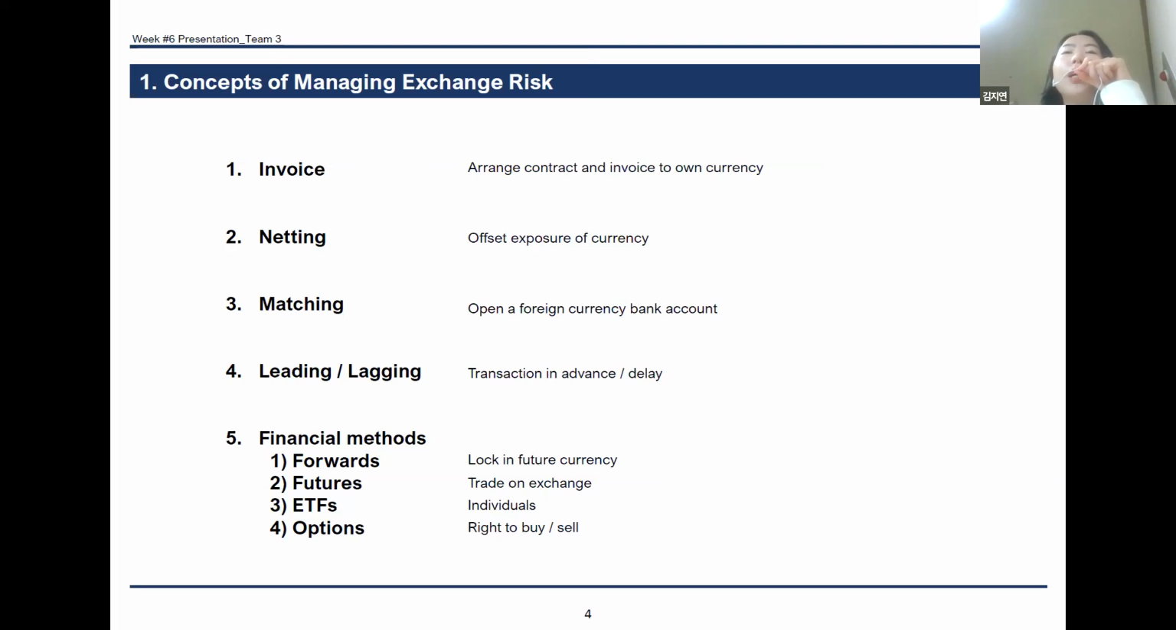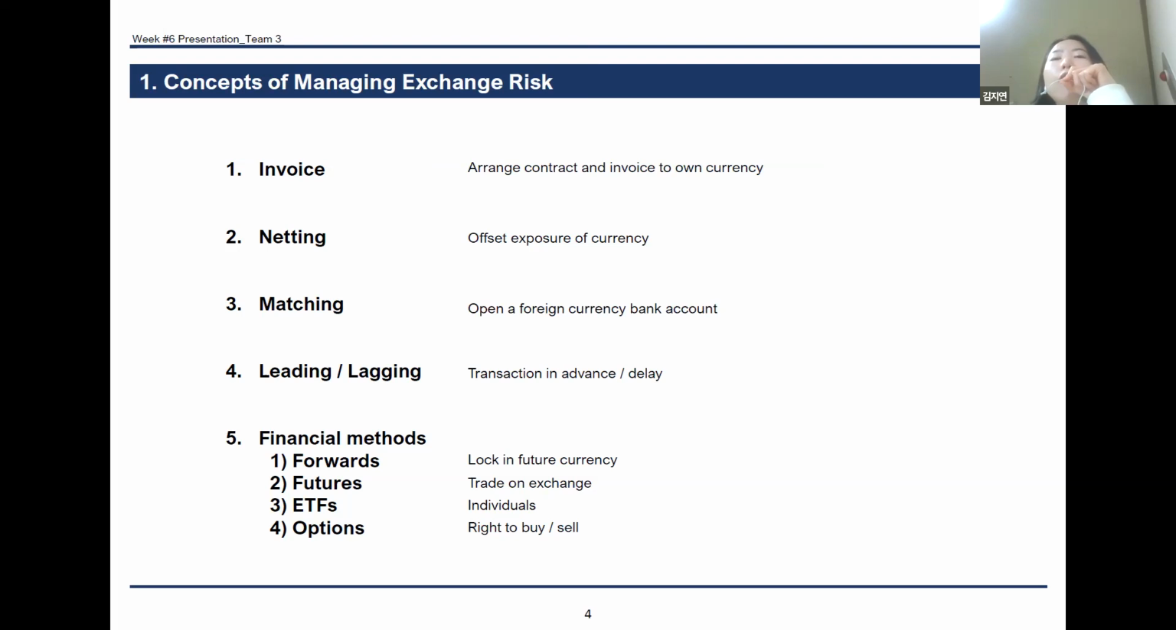The futures are used by trading on an exchange and need only a small amount of upfront margin. However, they cannot be customized and are only available for fixed dates. ETFs are suitable to hedge risk for individual investors in the sense that they can be traded on the long or short side. Options give a trader the right to buy or sell a specific currency in a specific amount on or before the expiration date at the strike price. Therefore, they can protect a business from adverse exchange rate movements while still allowing it to benefit from favorable ones.